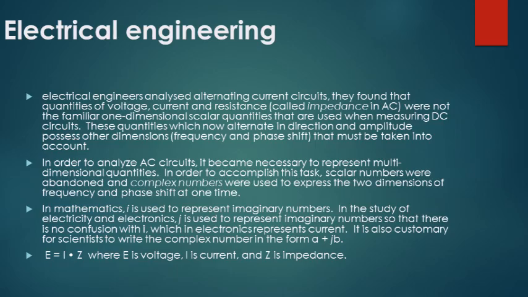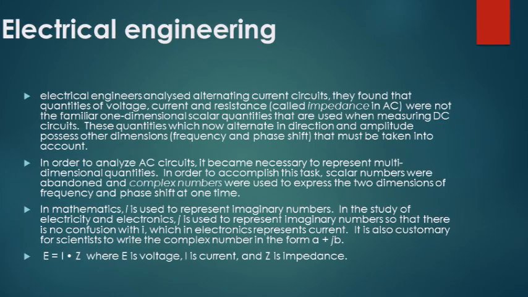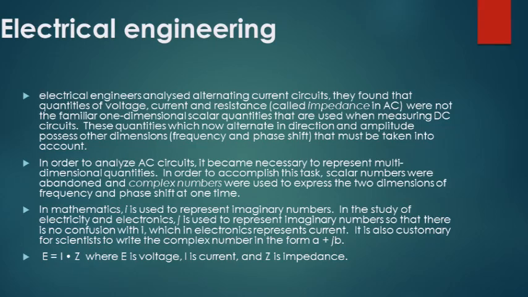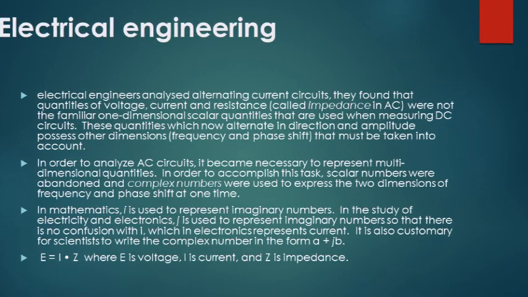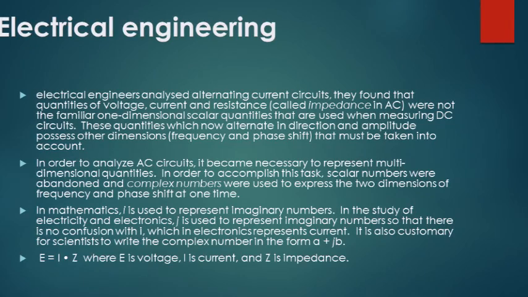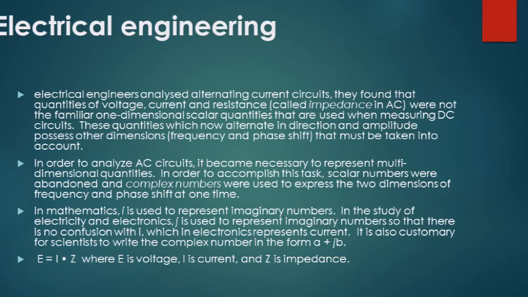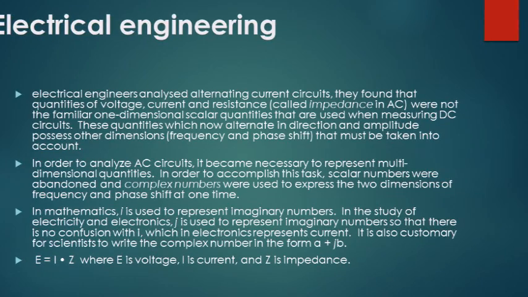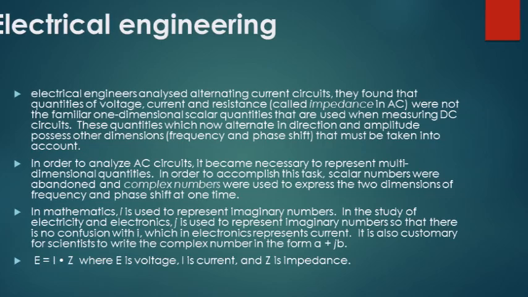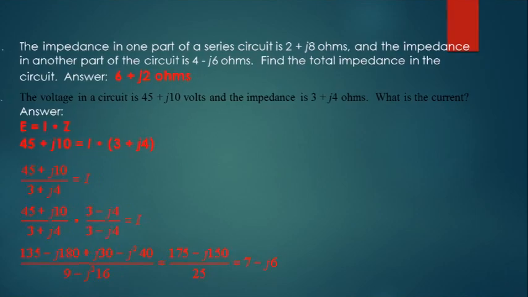The relationship of voltage, current, and resistance is E = IR, where E is voltage, I is current, and R is resistance, which in alternating current refers to impedance. The following is an example of the mentioned application.